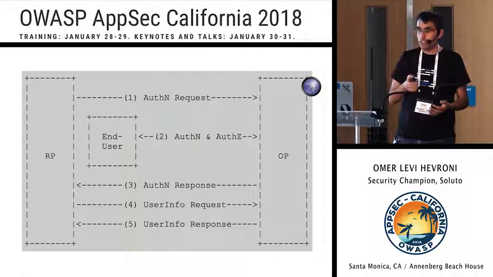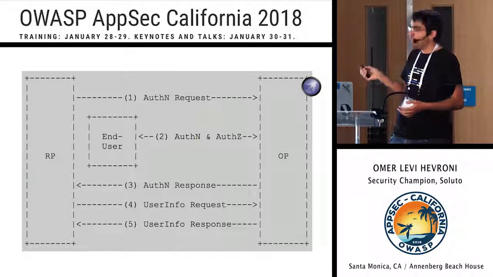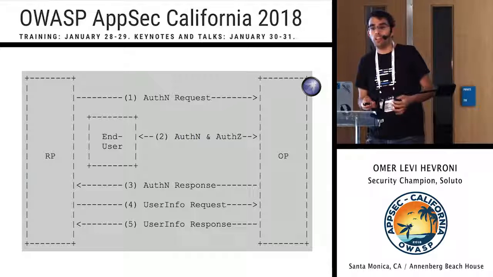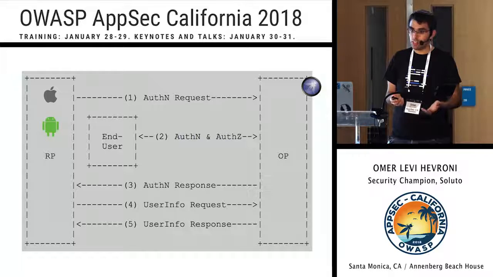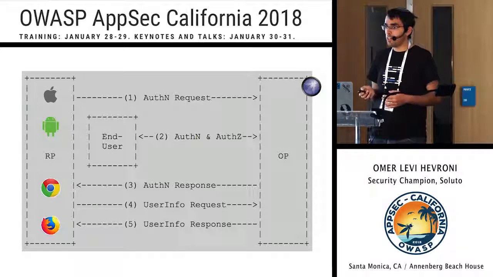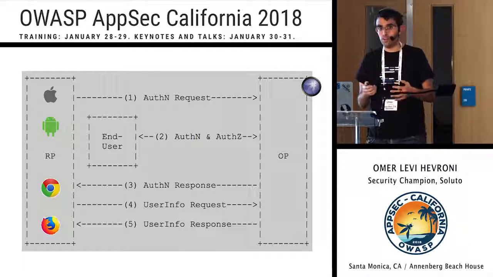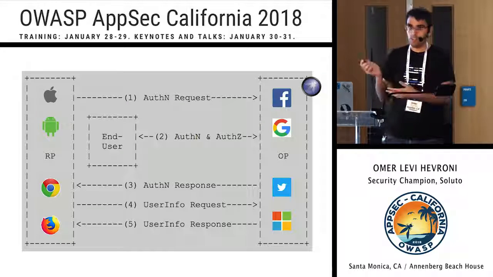OpenID talks about two participants, the relying party and the OpenID provider. The relying party is our client. It could be mobile, like iOS or Android, and it could be web, Chrome or Firefox. The OpenID provider is the server that actually performs the authentication. So it could be, if we're going to do social login, Facebook, Google, Twitter, or even Microsoft.